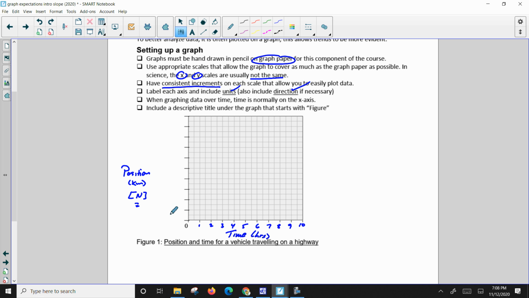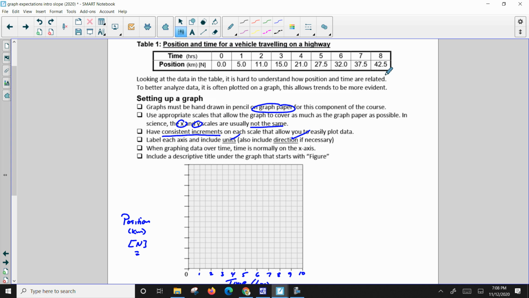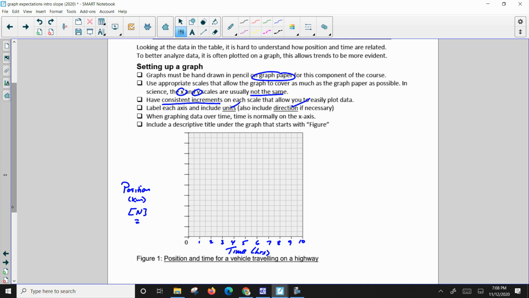Now for this particular set of data, it looks like we're going up to around 42.5, just shy of 50. Let's see what we can do. Can it go up by 10? So 10, 20, 30, 40, 50. That's a little bit too small. How about 5? 5, 10, 15, 20, 25, 30. It looks like it's going to work.